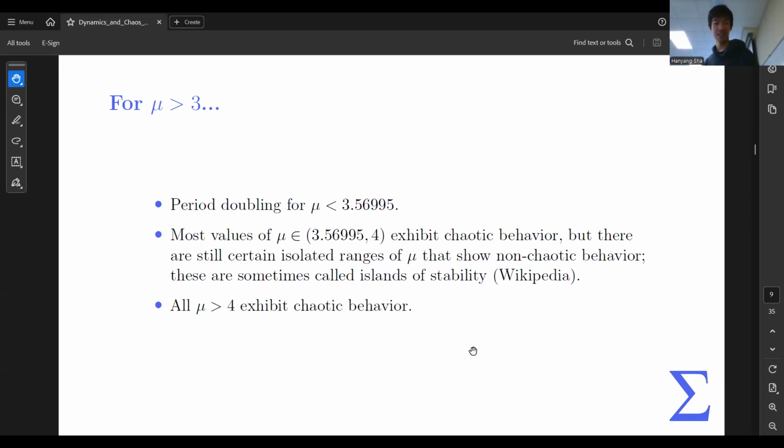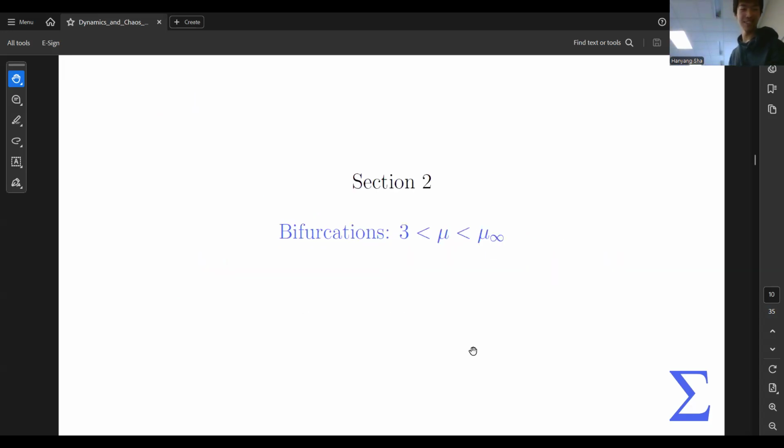Okay, so this is for mu greater than 3. This is what the rest of the talk will be about. We have period doubling until a certain value, which we'll see where it comes from. I'll cover mu up to that value, 3.55699 something, and I'll also cover mu greater than 4. But for mu in between these two, it is not very clear what's going on, and I guess people are still researching. Mostly it is chaotic, which we'll see what that means, and there are also local ranges where it's non-chaotic.